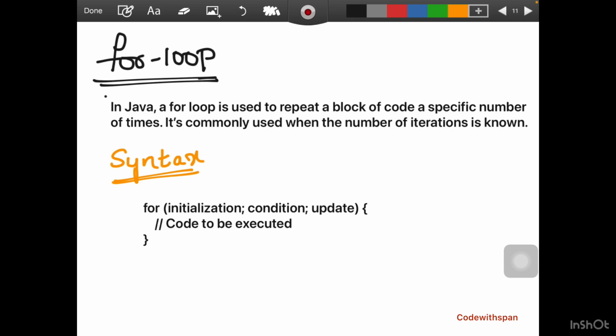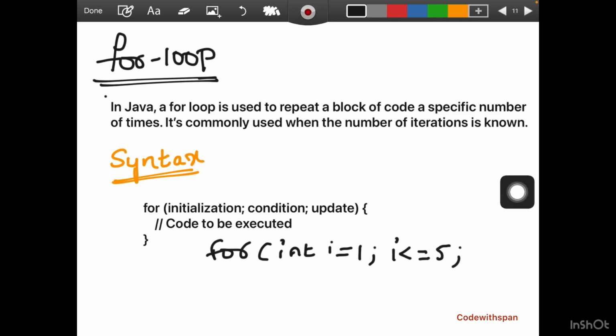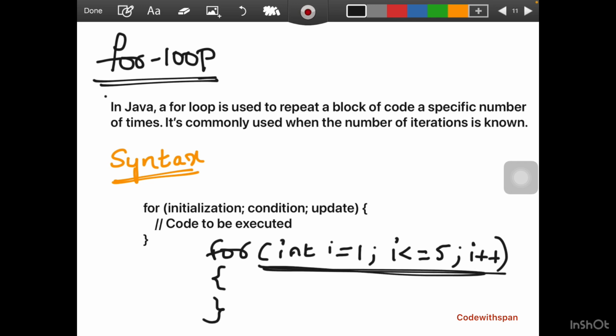See here, for: initialization, condition and updation. For example, initialization means int i equals 1. Condition: i less than or equal to 5. Next, update: i plus plus. I am writing all of this logic using the for loop.